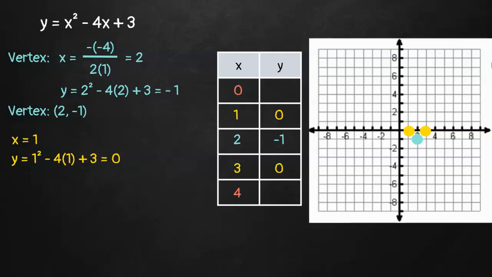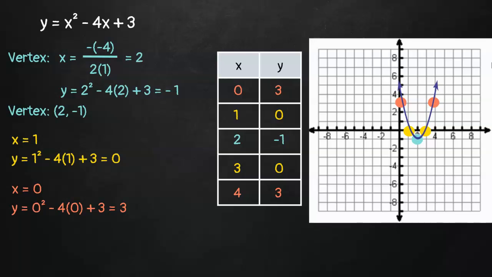Again, using symmetry, going 1 more point to the left and 1 more to the right, I'm going to get 0 and 4. And again, substitution back into your quadratic equation, I'm going to get the y-coordinate of 3. I now can plot those 2 points on my graph. I can make a nice U-shaped curve.